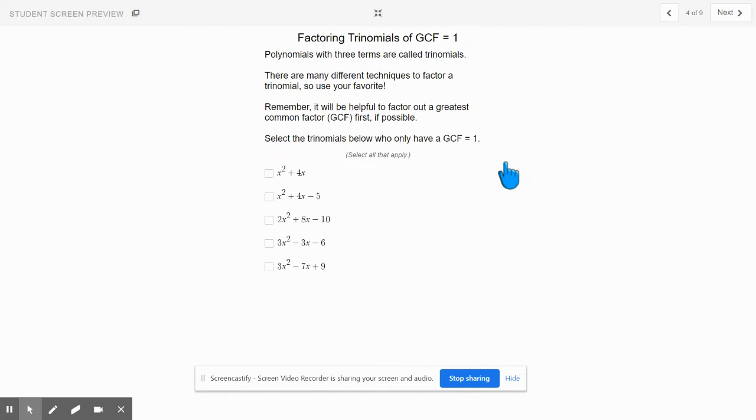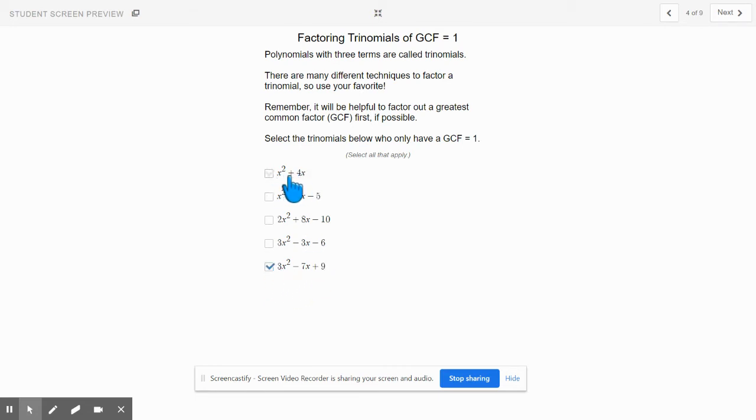That's fine. All right, polynomials with 3 terms are called trinomials. There are many different techniques to factor a trinomial, so use your favorite. Remember, it'll be helpful to factor out a greatest common factor first, if possible. Select the trinomials below who only have a GCF of 1. So you're selecting below which ones are already factored out that you can't factor anymore. And actually, this slide's not that. This one's already done, right? This one you can factor out.